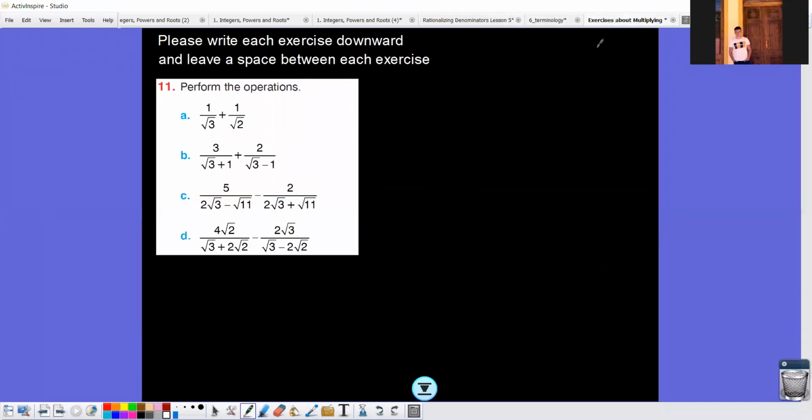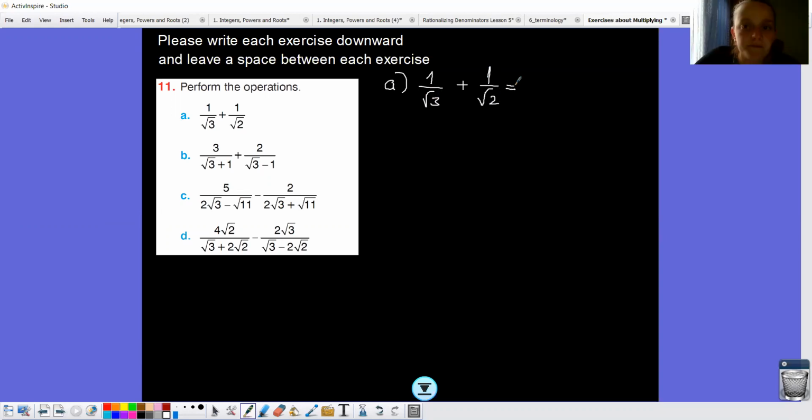Yes. So here I have some different questions with rationalizing denominator. Which one to solve together? C. C, of course. First one, teacher, A. A, first one. Hi, Alexander. Let's solve first one with you. I have 1 over root 3 plus 1 over root 2. Then what will we do?